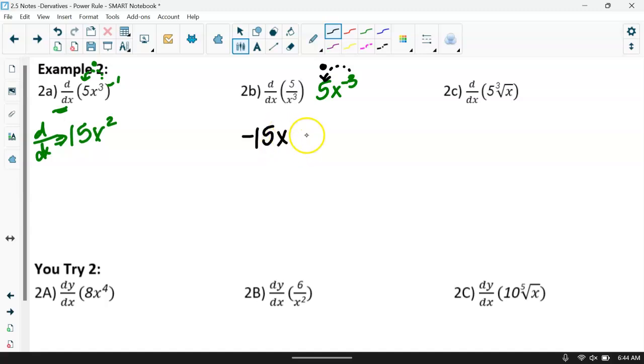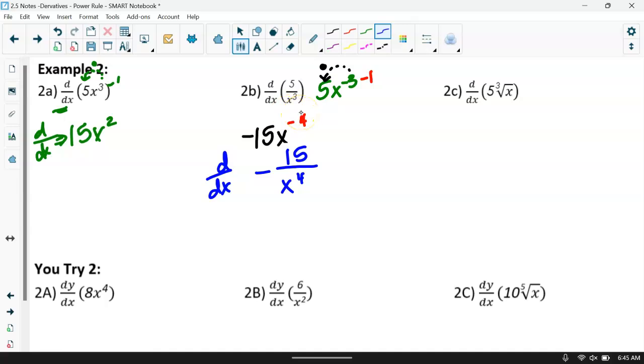-15. And x to the, now again, watch your signs. This is -1, which makes this -4. So when we rewrite this for our derivative of 5 over x to the third, this is -15 over x to the fourth, because again, x is being raised to that negative exponent.